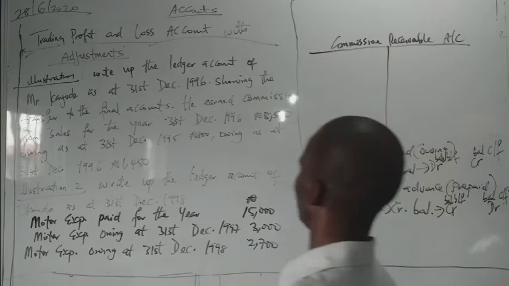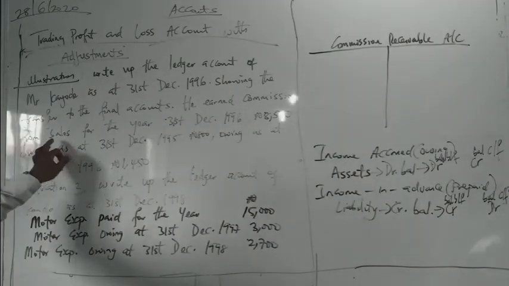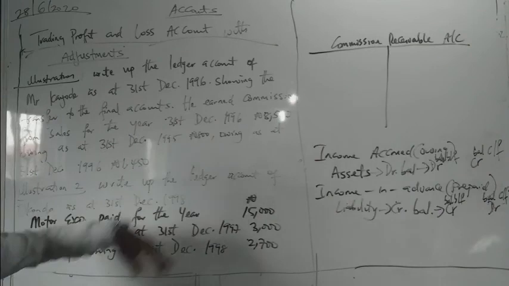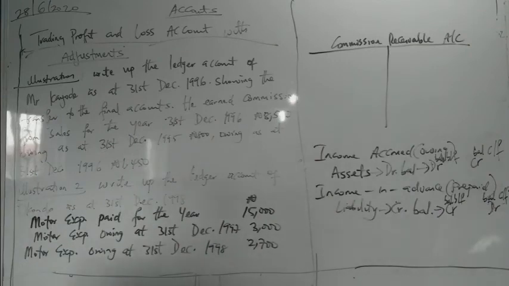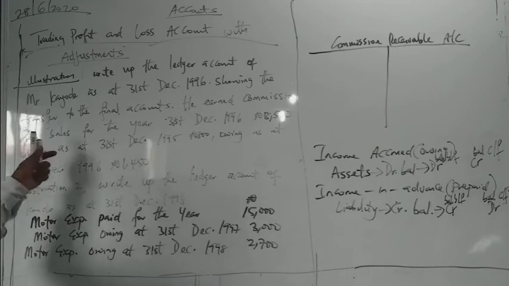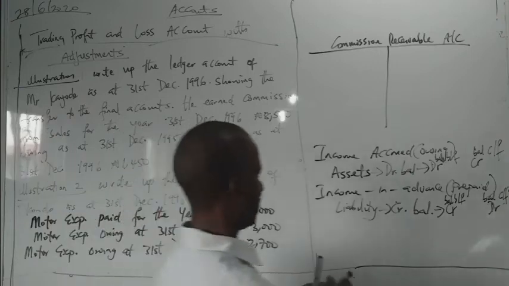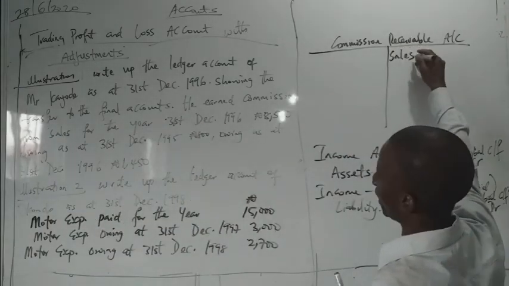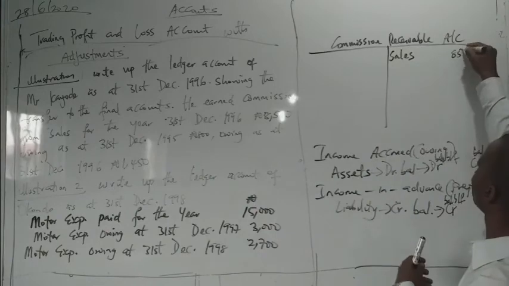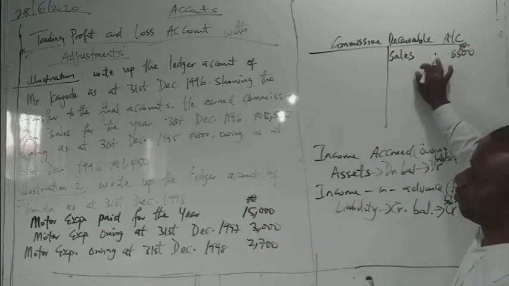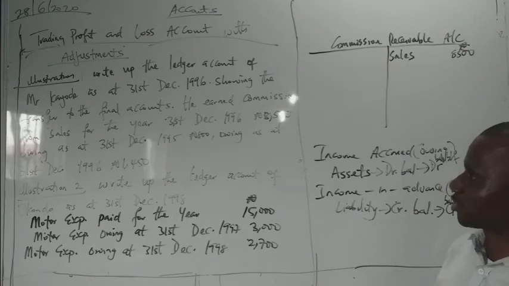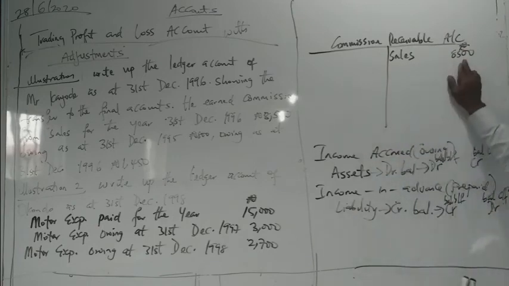So let's look at the first one. He earned commission from sales for the year ended 31st December, 8,500. Now, commission means he received commission from sales. How would that be recorded? It will come under here: sales, 8,500, because that is an income to you. Commission is extra income. That is why it is recorded as 8,500.